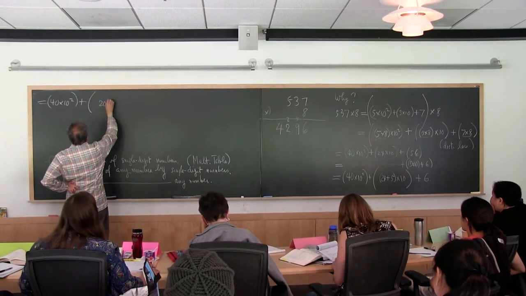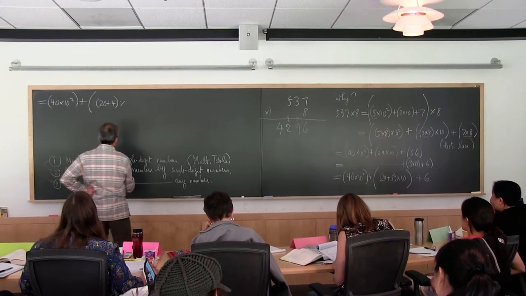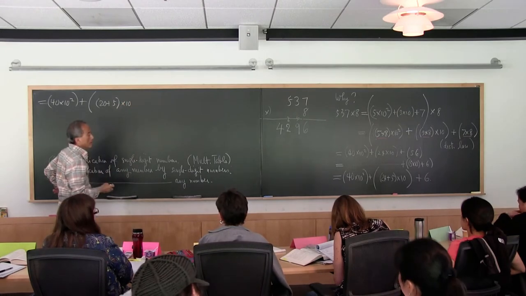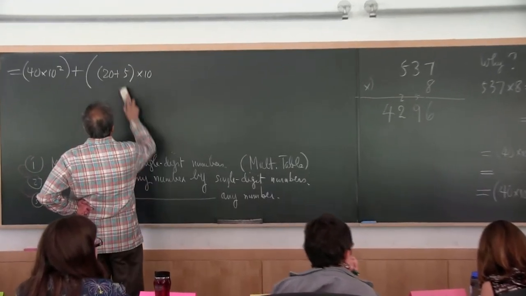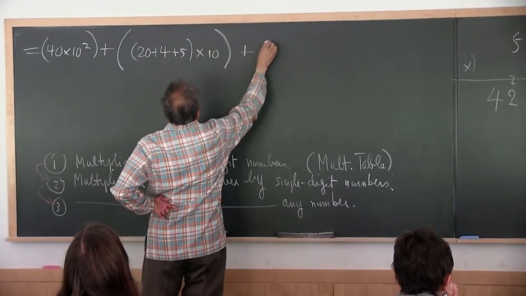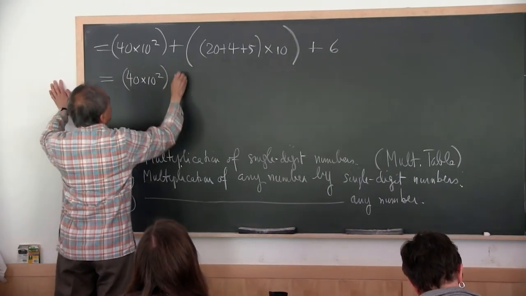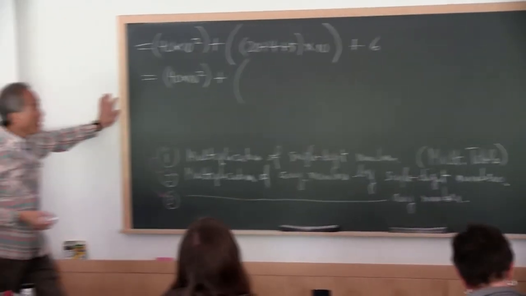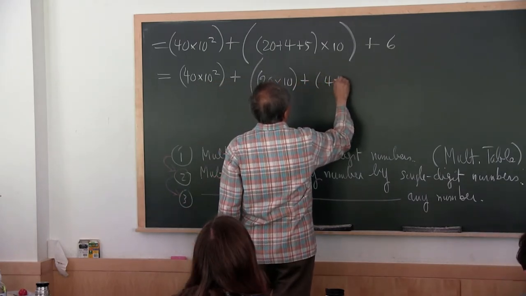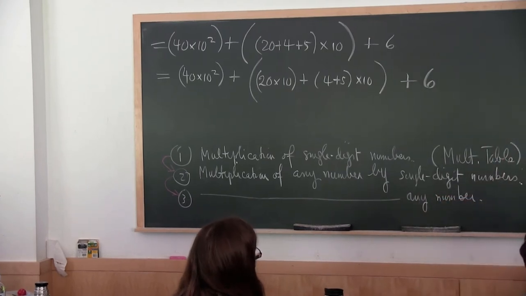That's 20 plus 4 times 10. 20 plus 4 plus 5. Sorry. Plus 5. I erase it and repeat the same mistake. Right? Now, this is somewhat tedious, but since we're doing it for the first time, we write it out. So what you observe is that this is 20 times 10 plus 4 plus 5 plus 10 plus 6. Right. Boring as it is, but you understand what's going on, right?